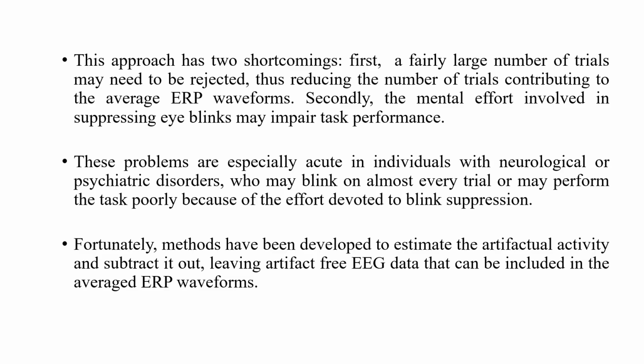Secondly, the mental effort involved when you instruct your participants not to blink their eyes, the mental effort involved in suppressing the eye blinks, may also sometimes play in, and it may impair the task performance of a participant when you are asking them to do a given task. These problems are especially acute in individuals with neurological or psychiatric problems who may blink on almost every trial or may perform the task poorly because of the effort that they devoted to blink suppression. So it's a basic trade-off that ERP researchers have to be extremely careful about.